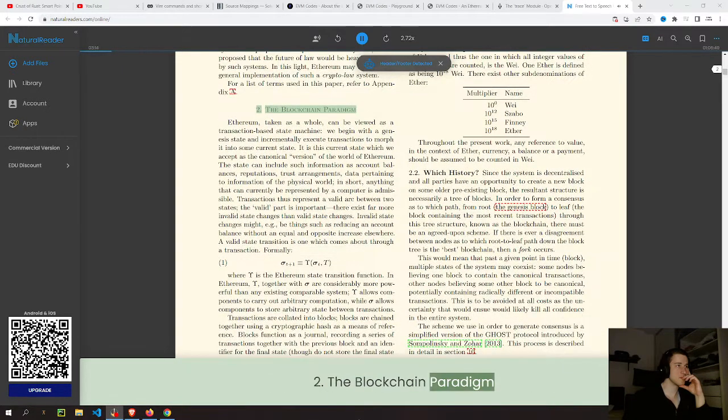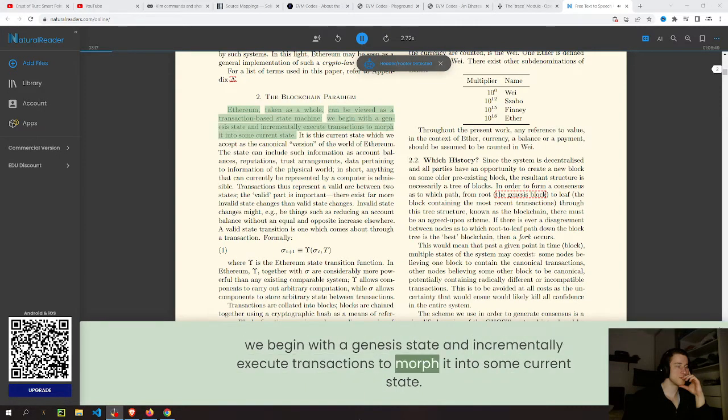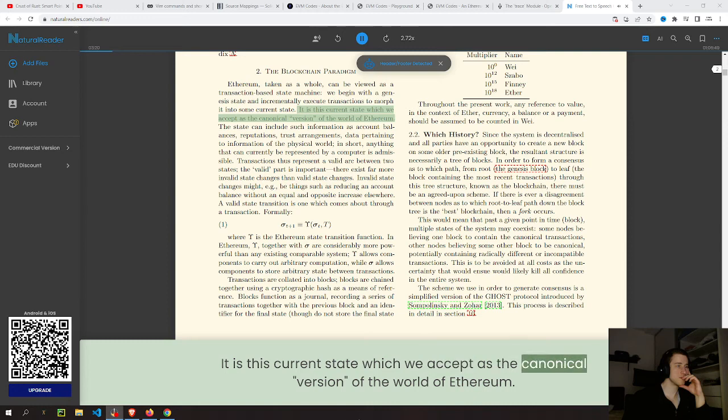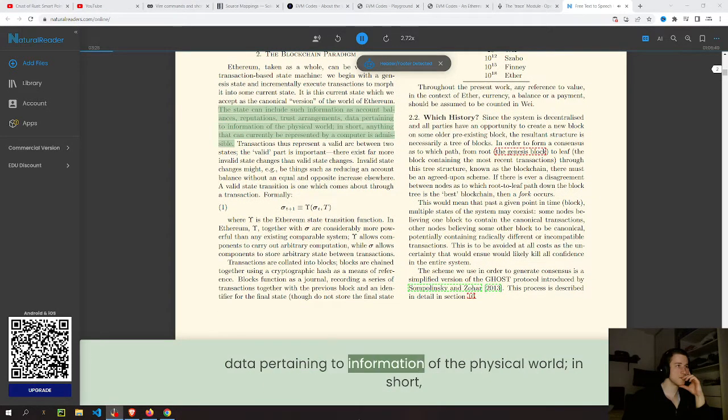2. The blockchain paradigm. Ethereum, taken as a whole, can be viewed as a transaction-based state machine. We begin with the genesis state and incrementally execute transactions to morph it into some current state. It is this current state which we accept as the canonical version of the world of Ethereum. This state can include such information as account balances, reputations, trust arrangements, data pertaining to information of the physical world. In short, anything that can currently be represented by a computer is admissible.